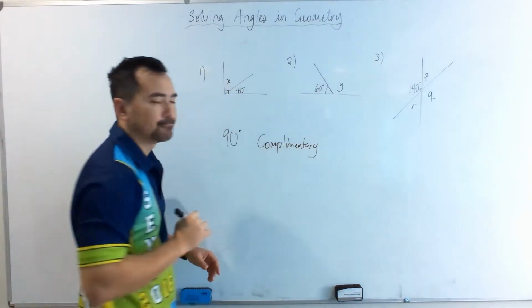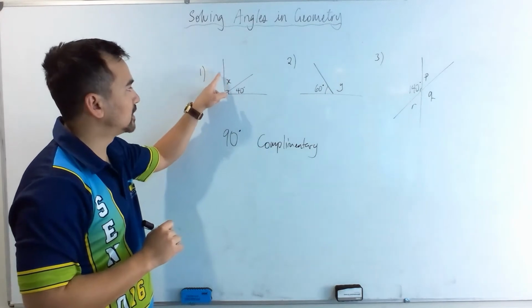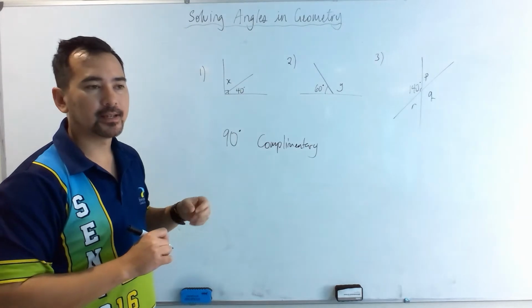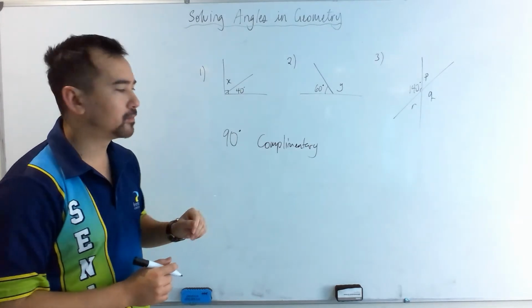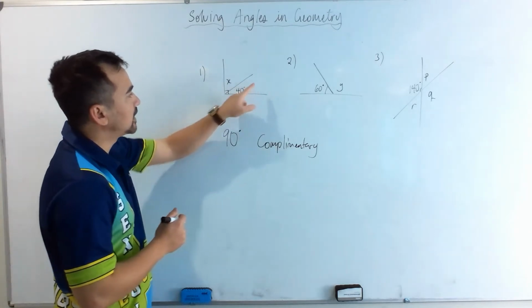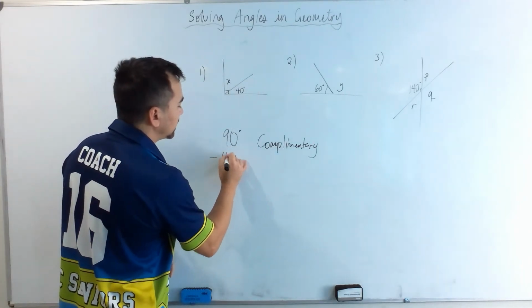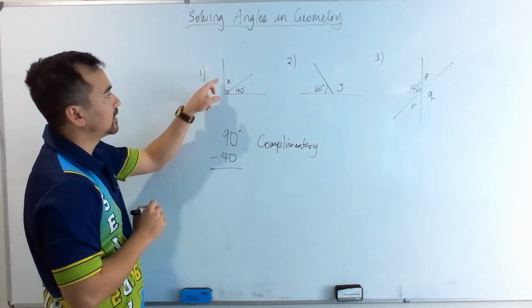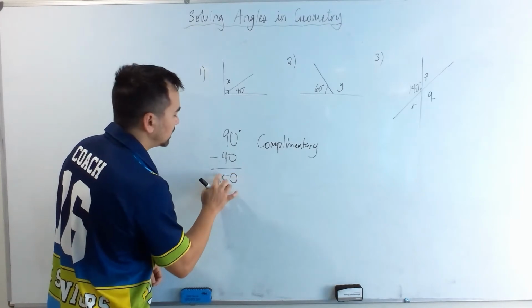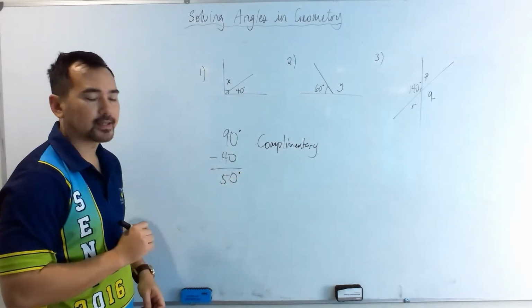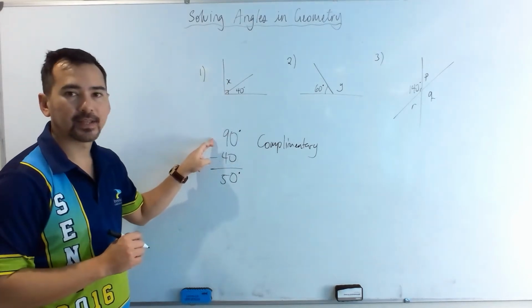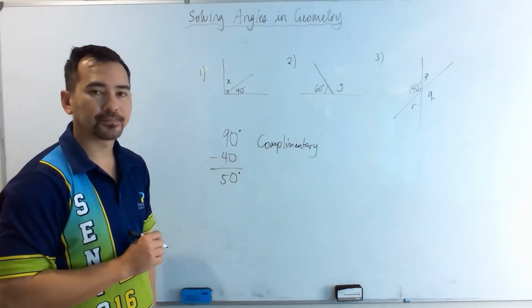Now, this 90 degree angle has been split up into two parts, but in other examples it could be split up into 3 or 4 or more parts and they're still complementary. Alright, so if this side of the angle is 40 degrees, then that leaves x to be the difference between 90 and 40, which is 50 degrees. Okay, and the 40 and the 50 together add up to 90.